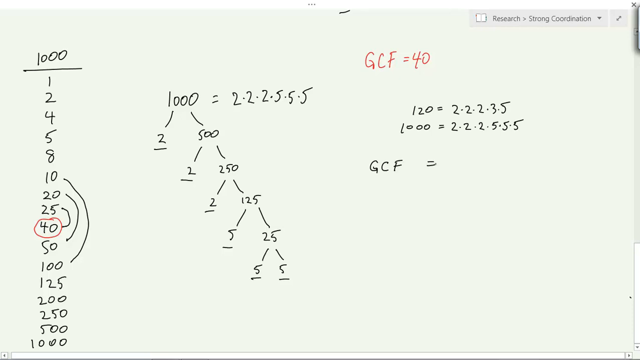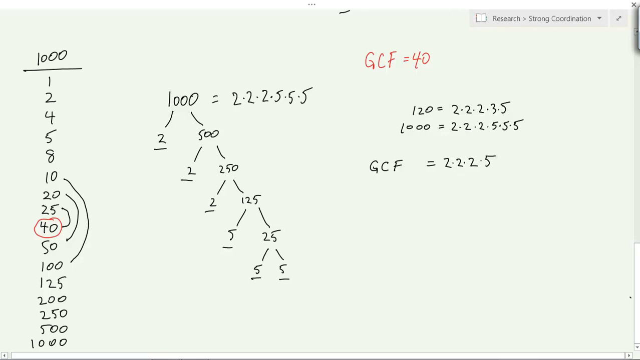Remember, all factors are made by looking at subsets of these prime factors. So what we do is we say, how many 2's are common to both of these factorizations? They both have 3 2's, so our greatest common factor will also have 3 2's. How many 3's are there? This one has 1 3, and this one has 0 3's. So I don't put any 3's in the answer here. How many 5's? We have 1 5, and we have 3 5's. So the smaller of the two is 1 5.